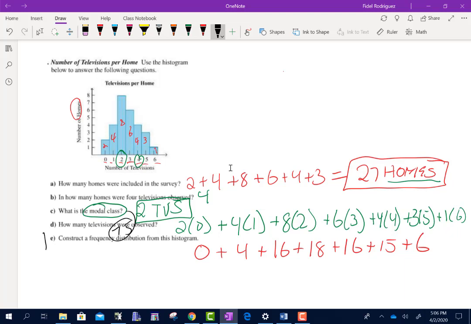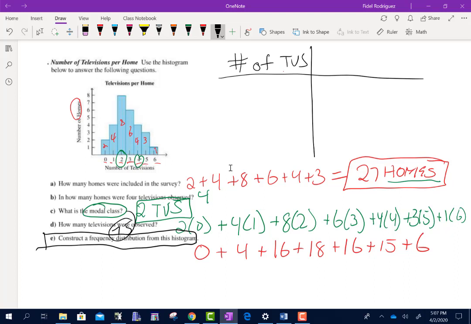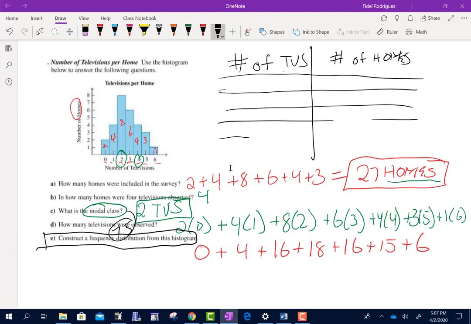Now, part E. Part E is asking me, can I make a histogram? I'm sorry, a frequency distribution. Yes, we can. We can make a frequency distribution. So what we're going to do is we're going to say, look, let's do it like this. The number of TVs, the number of homes. Okay. So we have 0 TVs, 1, 2, 3, 4.